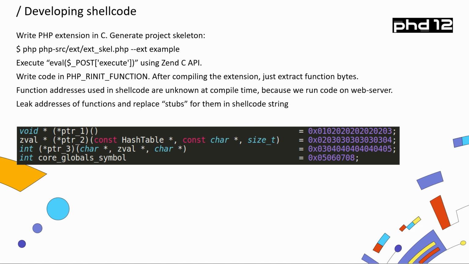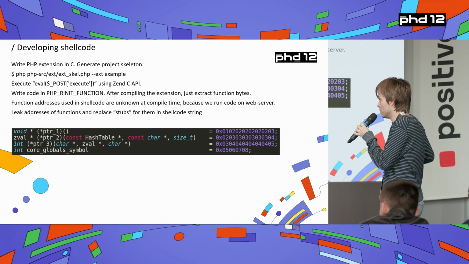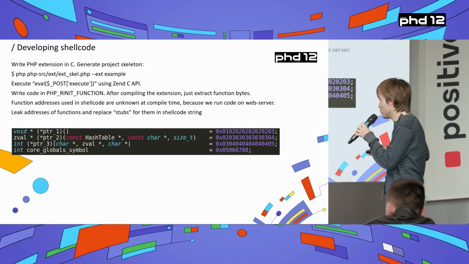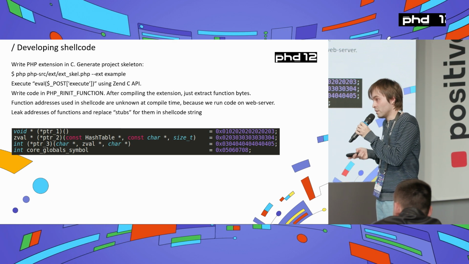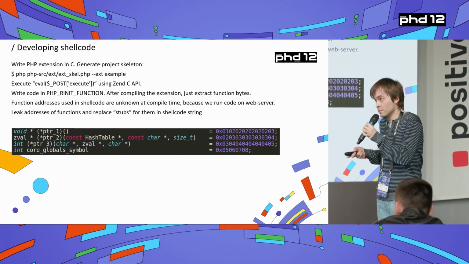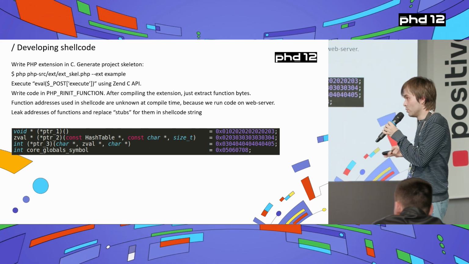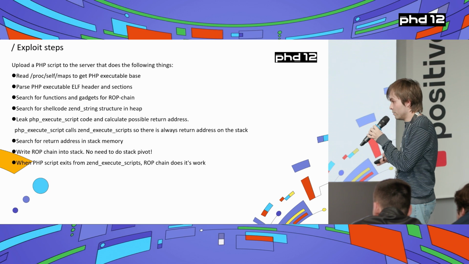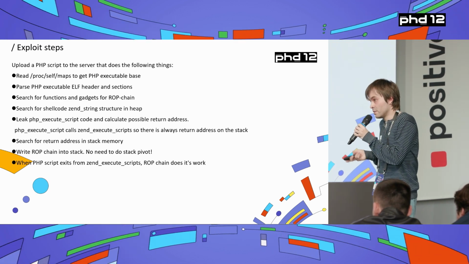To do so, we will generate a template for a PHP extension in C, and we will write our code using the RINIT function. We will just get additional information from this function, and since in this shellcode functions and addresses are not known because it's placed on a server, we will leave some stubs in the code which will be filled in later.